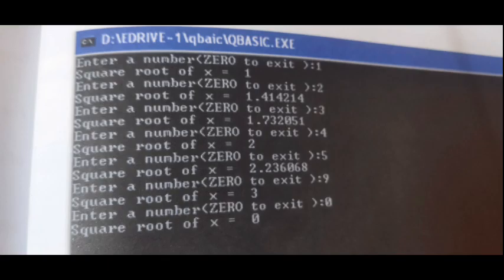So the loop is repeated until the number 3, for example. Enter a number to exit. It is 1, square root of x equal to 1. Next, number 2, so square root of 2 is 1.41. Can you find the square root of 3? Yes, and you can see 4, 5, 9, 10. The square root of 9 is 3, a well-known answer, isn't it? So we are going to find the square root of a given number with this while and while end loop. Clear for you?